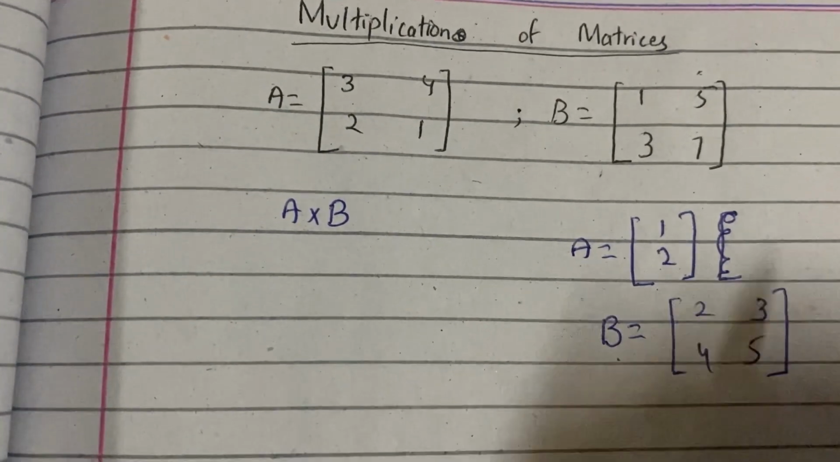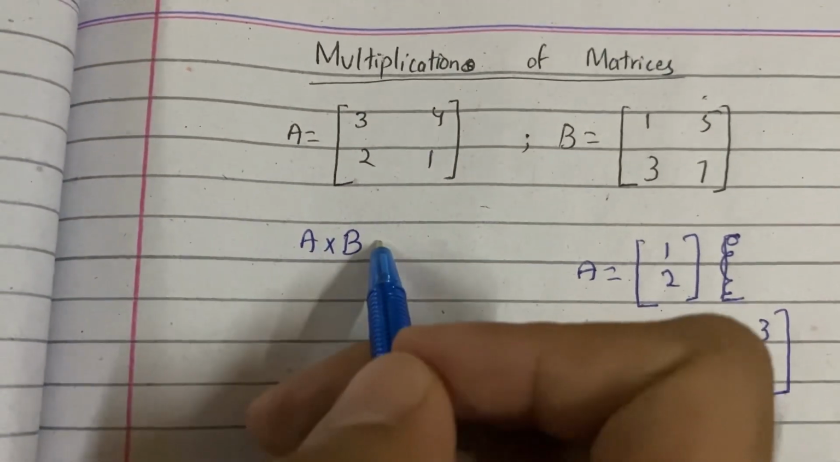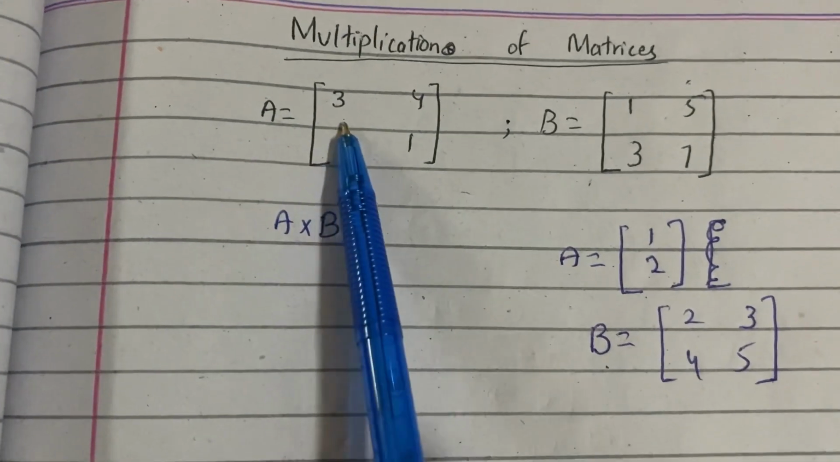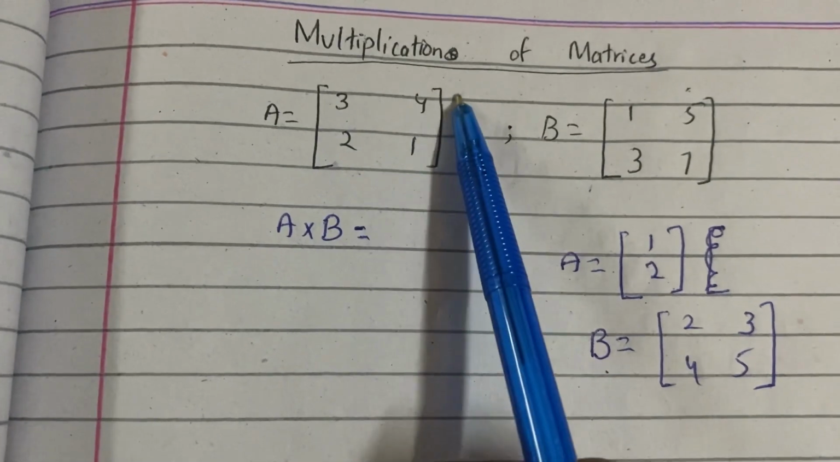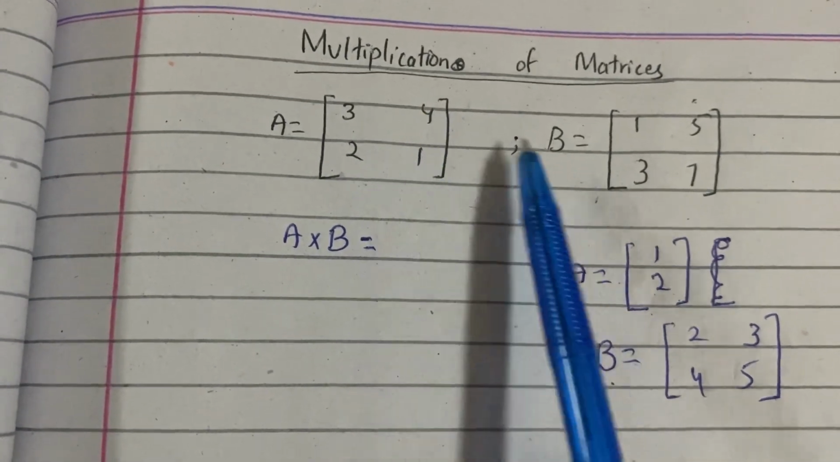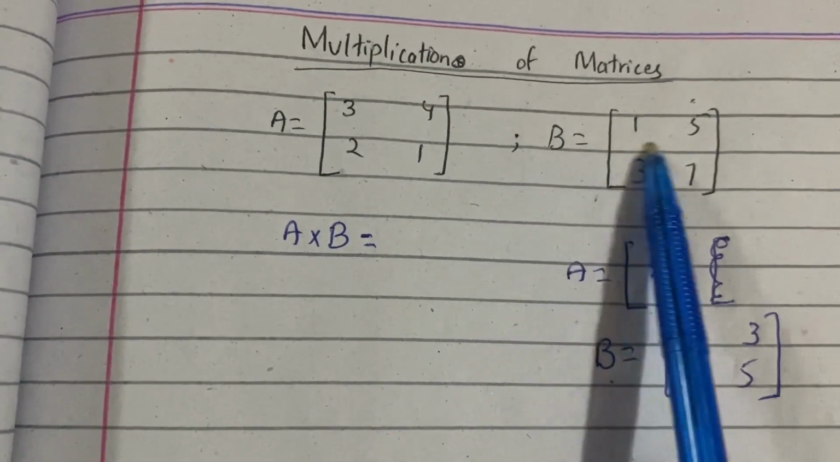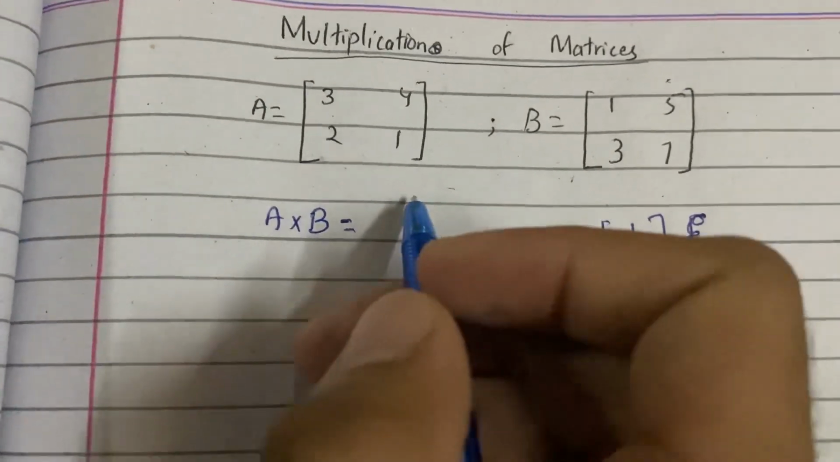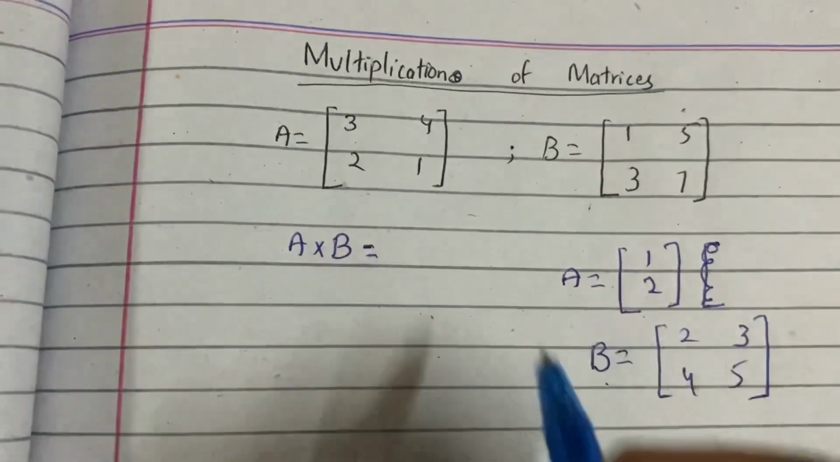So let's multiply A with B. In this, when we check the number of columns, there are two columns, and in B there are 2 rows, so we can multiply these matrices, and the order of both matrices is 2 by 2.